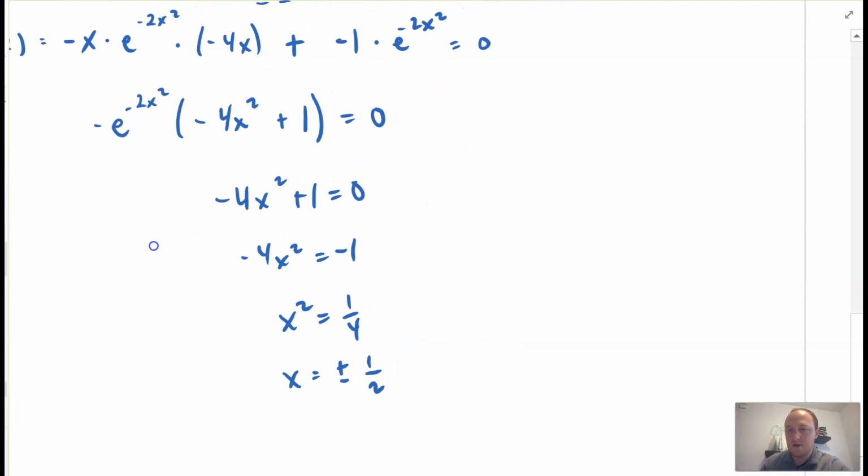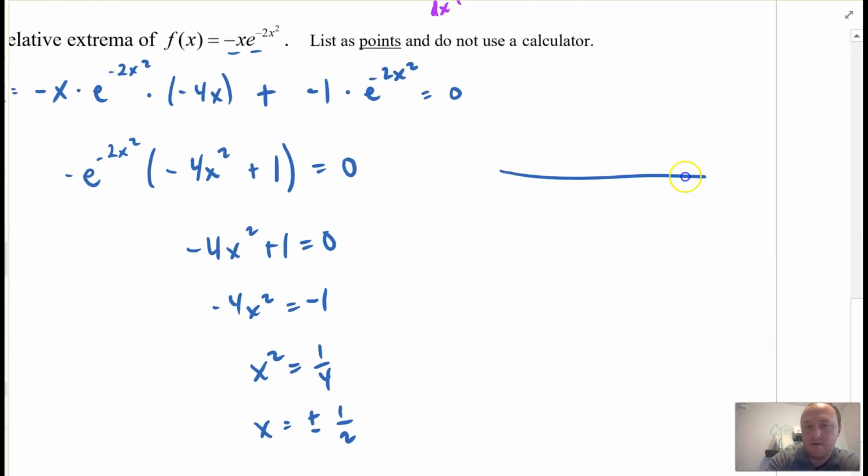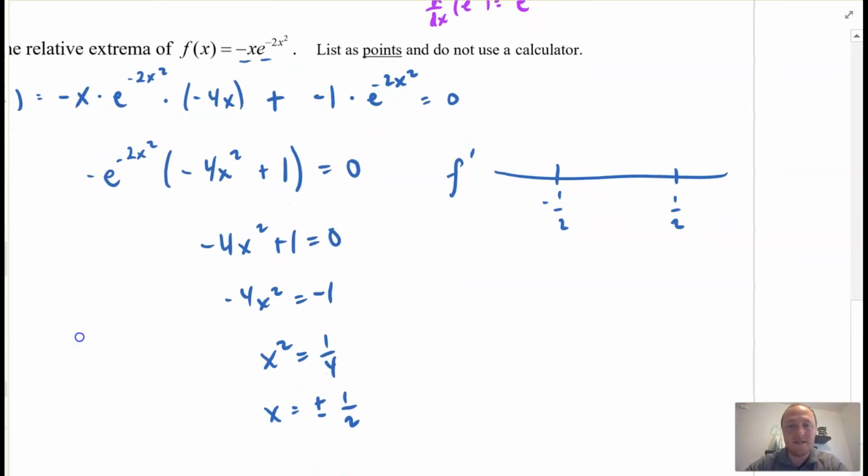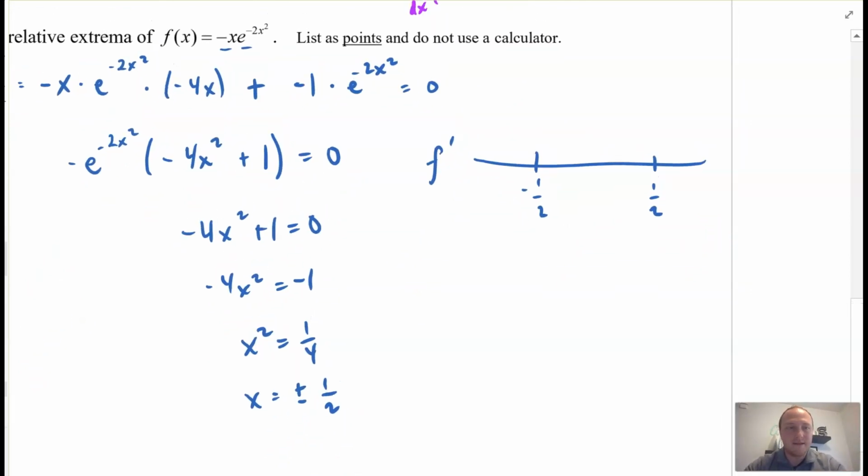All right. So I'm going to bring over my f prime number line, which I know you guys love. Right now you might be having panic attacks. I hope you're not. I'm going to put those critical values, negative 1/2 and 1/2 on my number line. Now, what I need to do is test. Where is my function increasing? Where is it decreasing, to know, is it a max? Is it a min? So I'll plug in negative 1, which is a good number. I want to know, is f prime increasing or decreasing? So I utilize f prime, okay?